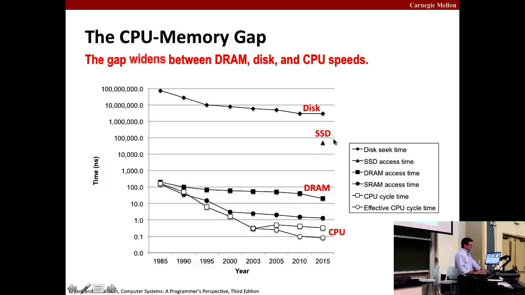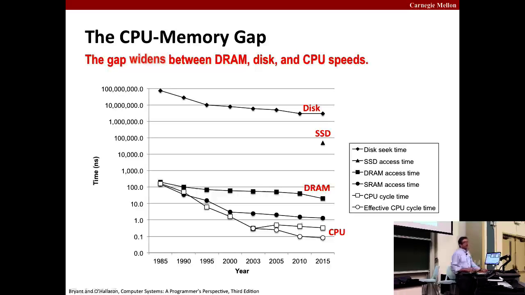SSDs are kind of in between disks and DRAMs. And then disks up here, you can see at 1 million nanoseconds, that's a millisecond. So you can see disks are in this millisecond range with access times. And they've gone down a little bit, but not really too much. So the point I want to make is that there's this huge gap between DRAM, SSD, disk, and CPUs. And in some cases, it's even getting worse as time goes by.